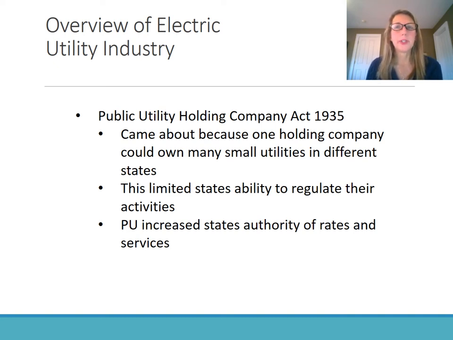One state could not ensure that that one utility was not double counting, collecting the same cost across multiple states. So along came the Public Utility Holding Company Act of 1935, better known in the industry as PUHCA. It came about, like I said, because one holding company could own many small utilities in different states. This act allowed the state's ability to regulate their activities. PUHCA increased state's authority over the rates and prices of that utility within its state boundaries.